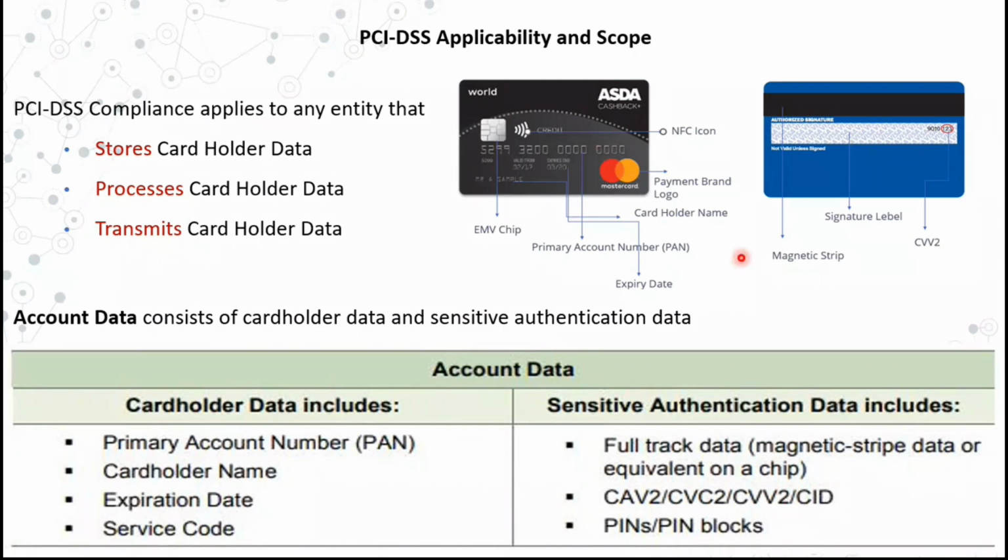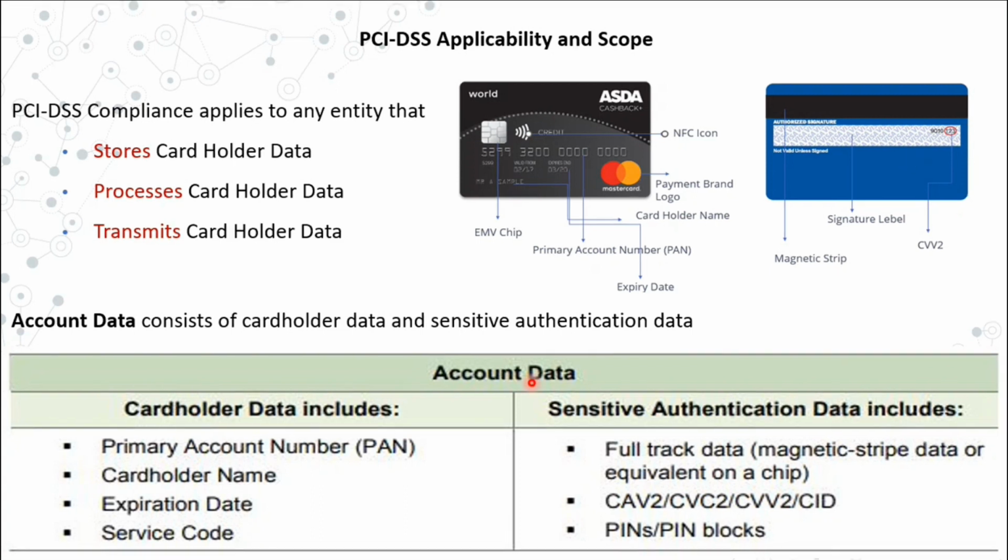Now, why did I explain all this? To understand this particular point. This whole data, in PCI terminology, is called account data. When I say whole data, I mean all that I have explained here. Now they have bifurcated it again into 2 segments: one is cardholder data, another is sensitive authentication data. In short form, we call them CHD, cardholder data, and SAD, sensitive authentication data.